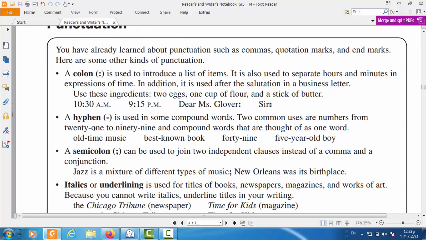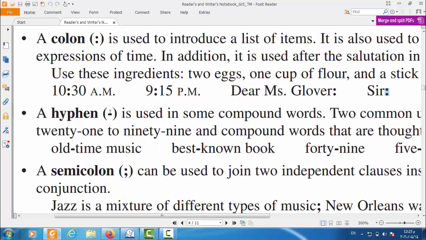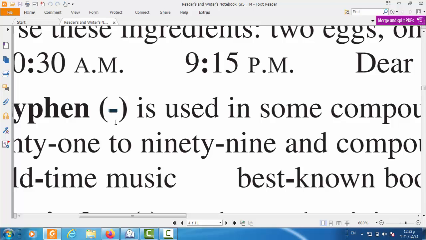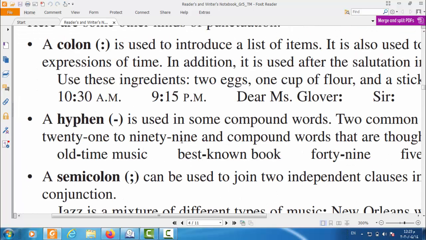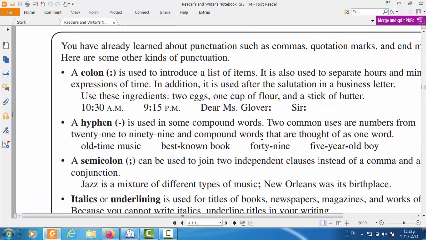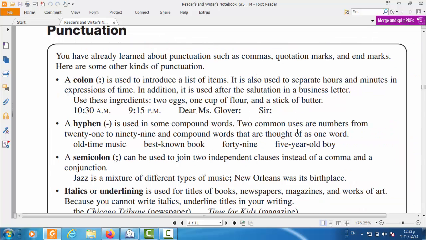The second one, we have a hyphen. What is a hyphen? A hyphen is this symbol in here. This is the hyphen. A hyphen is used in some compound words, in numbers from 21 to 99, and in compound words that are thought of as one word. So I put this symbol in here, the hyphen.